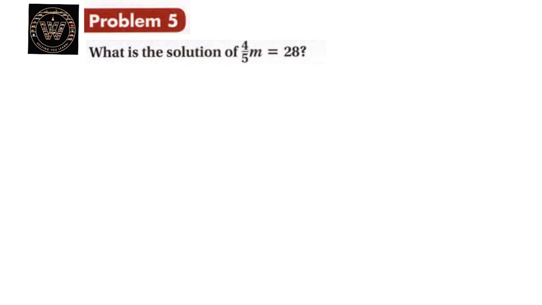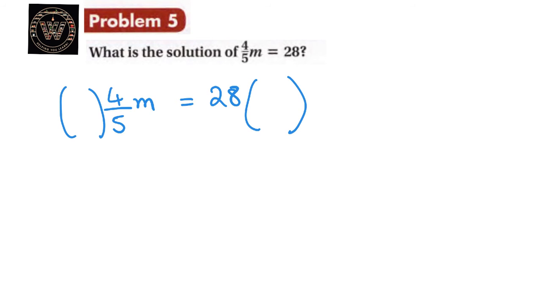So let's see how it looks. 4/5 m = 28. We are going to multiply both sides with the reciprocal of 4/5, and that is 5/4. Now what happens? 4 and 4 cancel, 5 and 5 cancel, it's 1m. So we are left with m = 28 times 5/4.